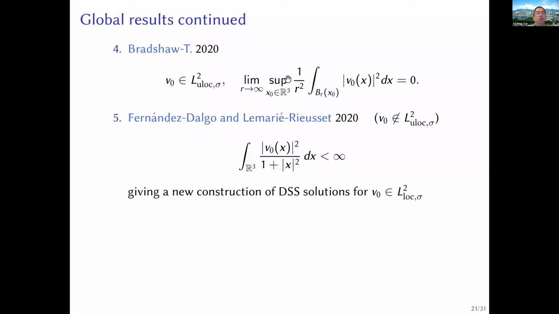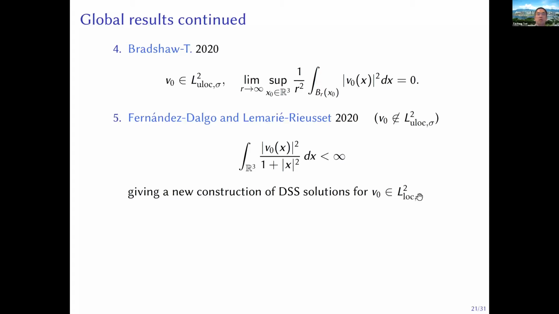And the fifth result is by Fernandez-Dago and Lemarié-Rieusset. In this result, the condition is that this weighted integral of V0 should be finite. It's important to note that this condition does not require V0 to be L2 uniform local. So this is something beyond L2 uniform local. And this theory gives a new construction of discrete self-similar solutions for data in L2 local.